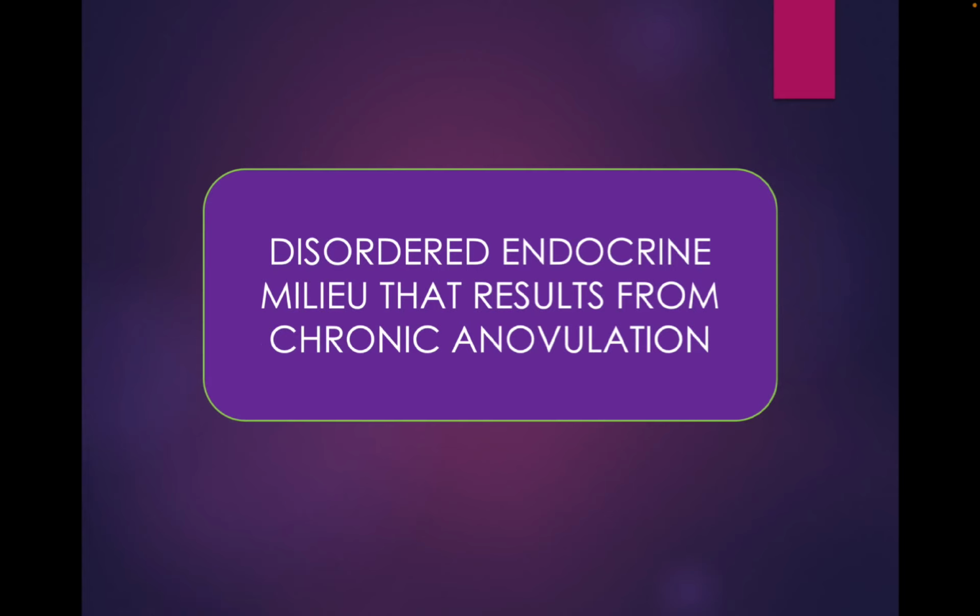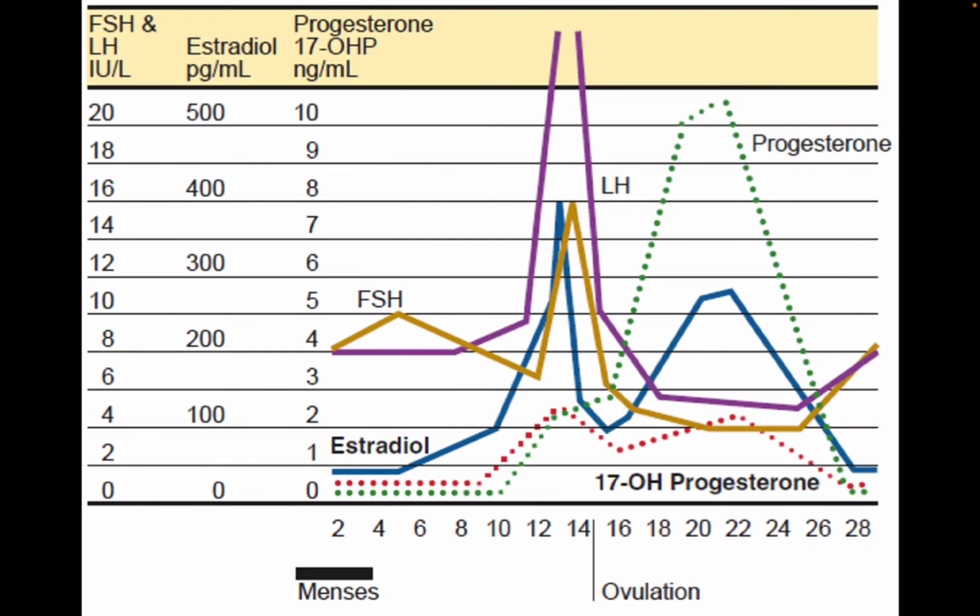So the disordered endocrine milieu that results from chronic anovulation is responsible for all the things which are happening in a patient with PCOS. First we will be seeing this graph diagram. Here you can see it is a pictorial diagram showing all the hormonal changes which happen in a patient with a normal menstrual cycle.